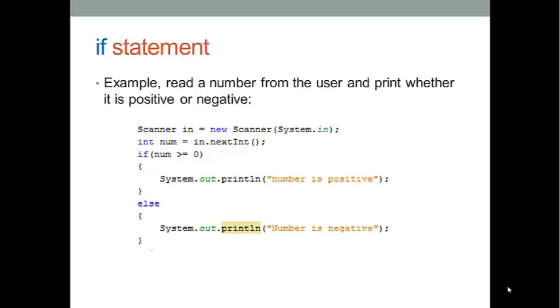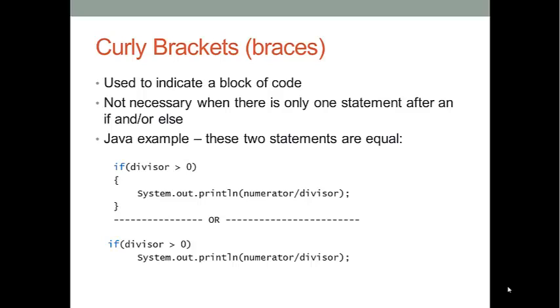We say if num is greater than or equal to 0, we have our curly brackets again, System.out.println, number is positive. Otherwise, print out number is negative. Curly brackets or curly braces, I use those words interchangeably, but they are used to enclose or indicate a block of code which can be either one statement or multiple statements.